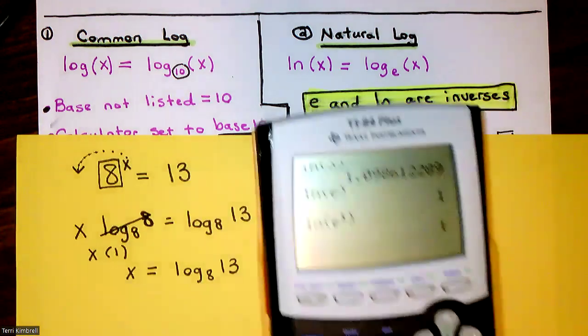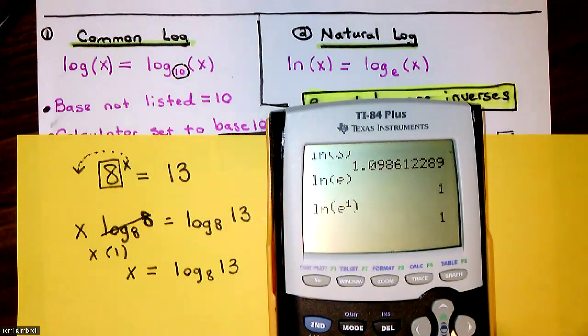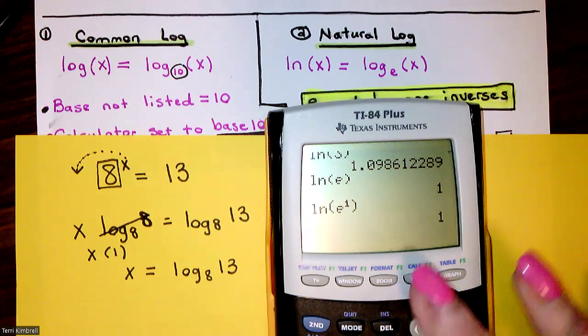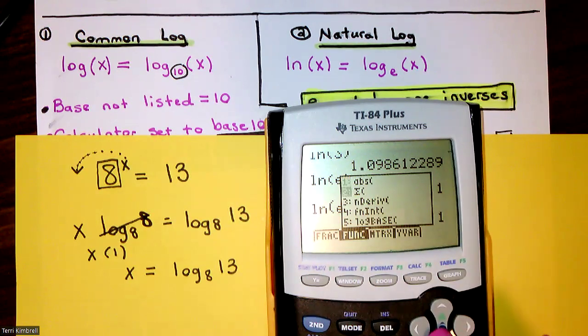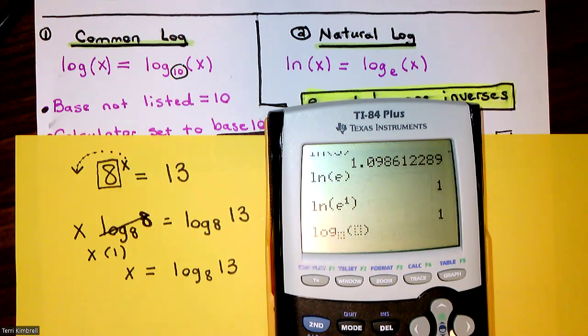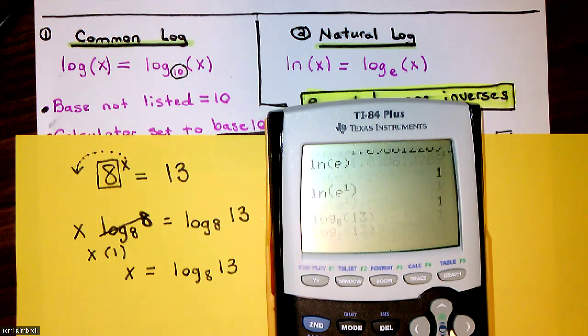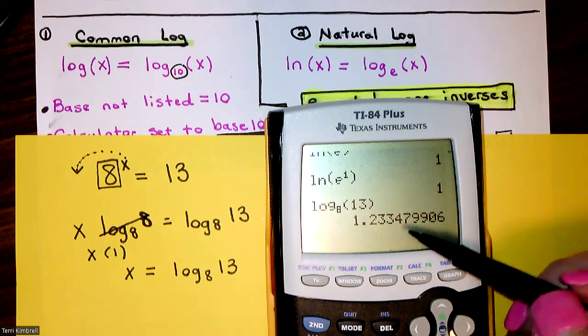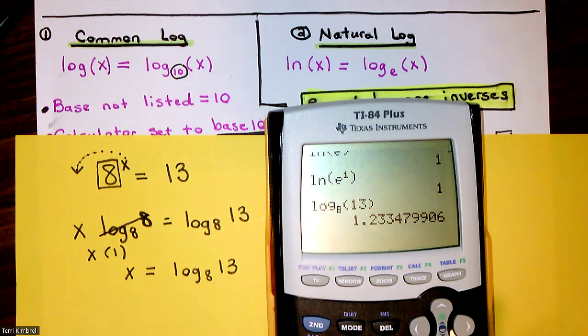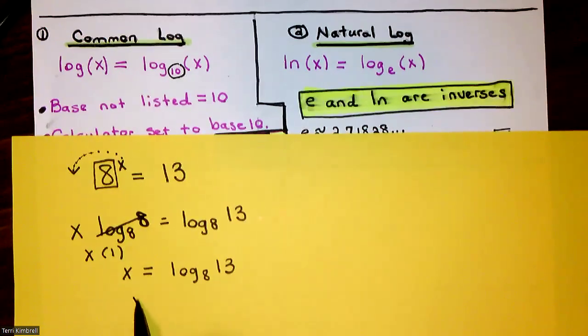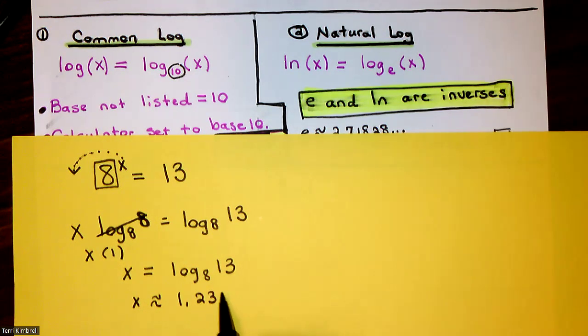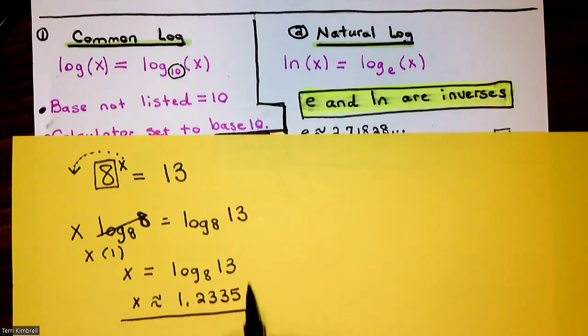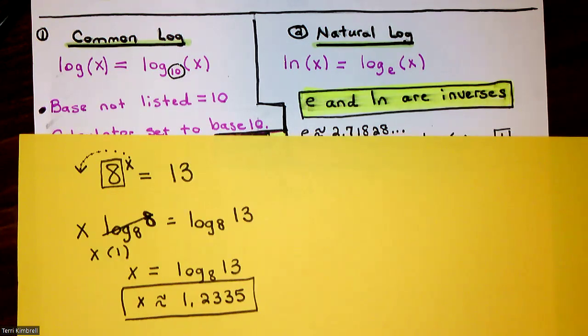So we're going to hit the word alpha. Then we're going to go to window. We're going to go down to number 5. So we're going to have log base 8 of 13. We're going to get an approximate number. I'm going to round this to 4 places, so this 7 will bump the 4 up to a 5. This would be approximately 1.2335. That would be your approximate decimal for that answer.